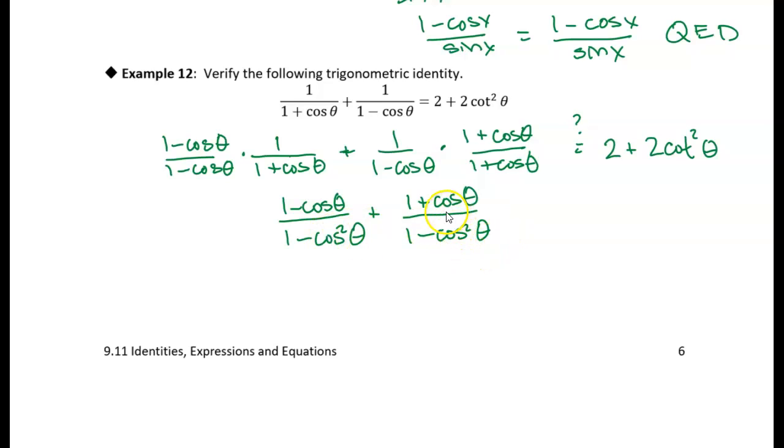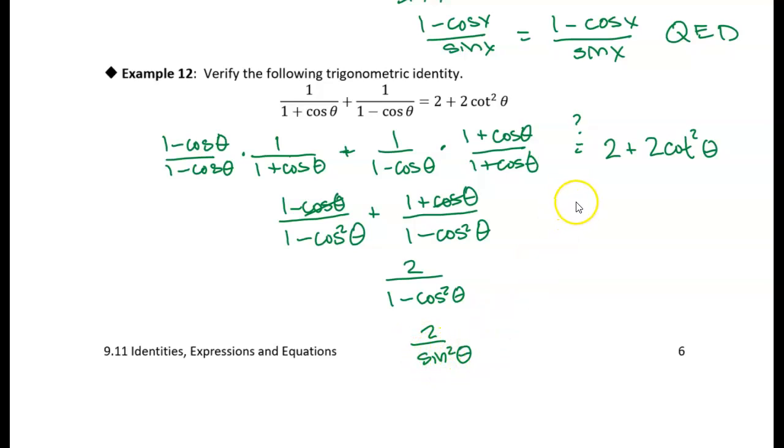Now I have these two fractions with a common denominator, so I can add the numerators. When I add 1 minus cosine to 1 plus cosine, those cosines will go away, and what I'm left with is 2 in the numerator, and the common denominator is 1 minus cosine squared of theta, which is sine squared of theta. So let's rewrite that as 2 over sine squared of theta.